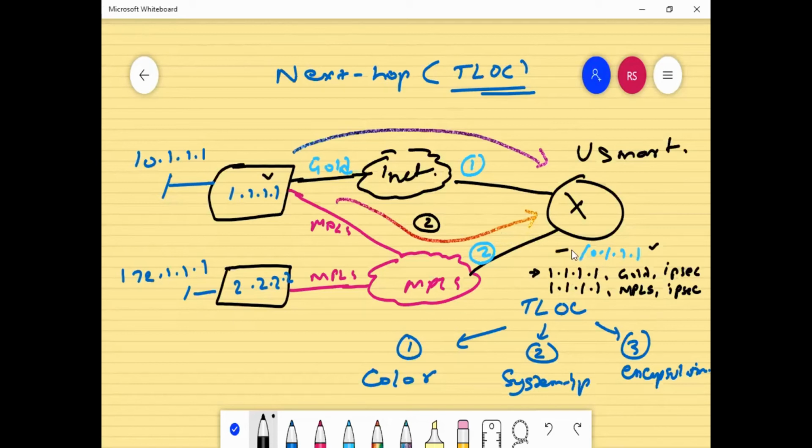We are giving this example with 10.1.1.1. It is your TLOC. TLOC means your next hop it is talking about. So into this, there is one thing which is color. So color is representing through which media it is coming, either internet or MPLS.